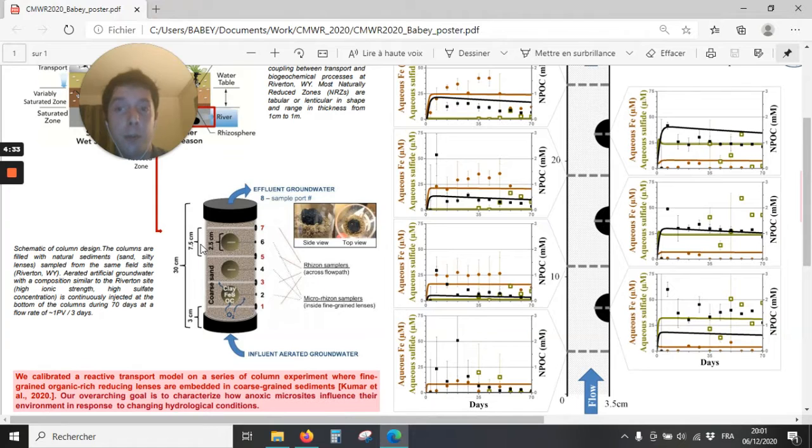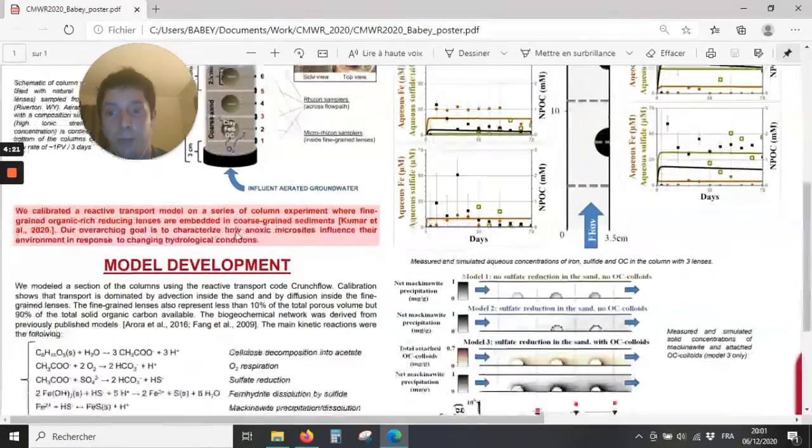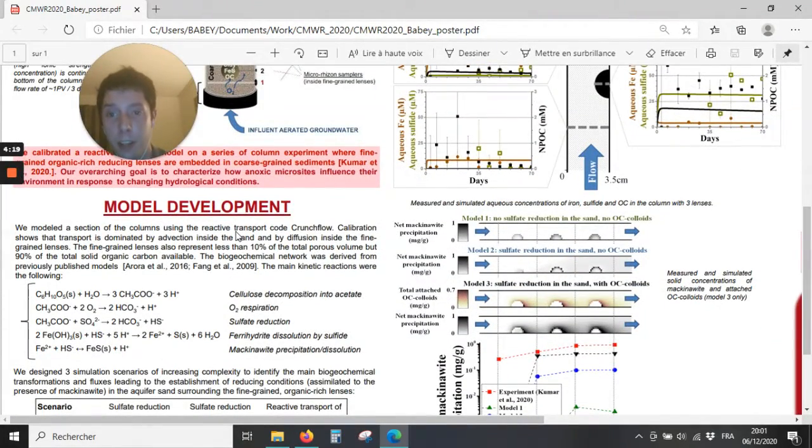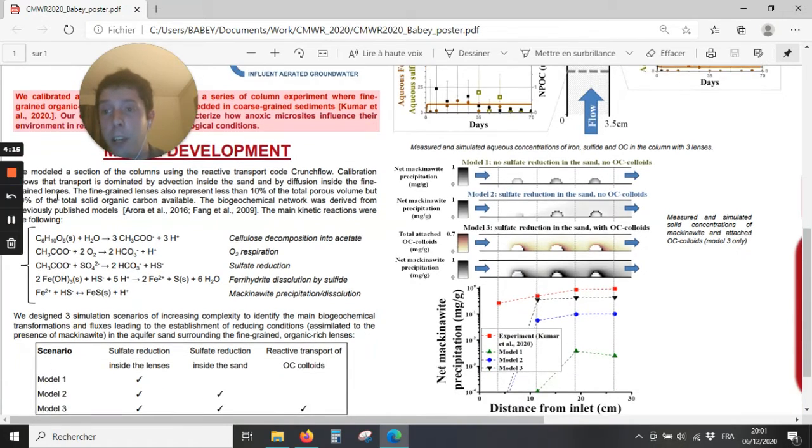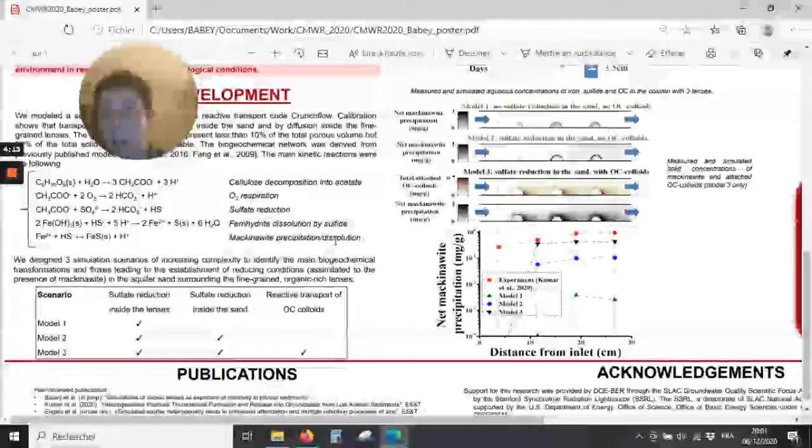For this, we developed a reactive transport model of a series of column experiments that are represented here, where lenses of fine-grained organic carbon-enriched sediments are embedded in a coarser-grained aquifer material. This model was developed and implemented in CrunchFlow, and you have here a description of the model itself.